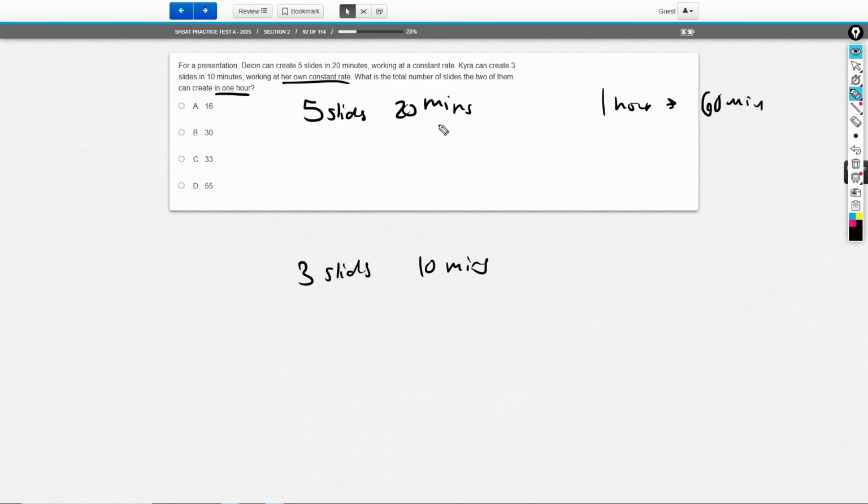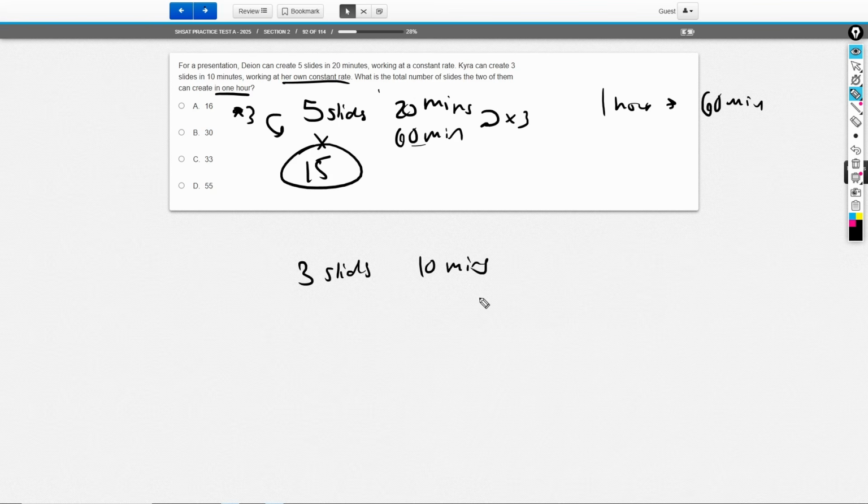So if he creates 5 slides in 20 minutes and x slides in 60 minutes, this rate stays the same. So how do I turn 20 into 60? Well, I just multiply by 3, which means that x has to equal 15. You just multiply by 3. So he makes 15 slides in an hour.